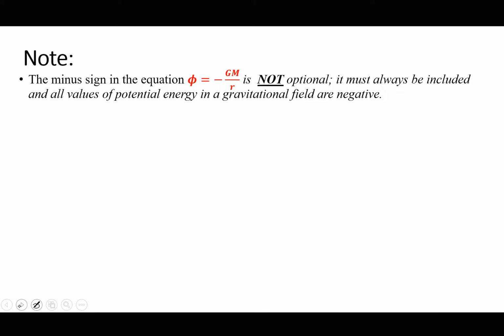In finding force, we can ignore the negative. By the way, remember the negative in finding the force was emphasizing that the force between the two masses is always attractive. But here it must always be included, and all values of potential energy in a gravitational field are negative, except at infinity where it is zero. You can't put a negative on zero anyway.